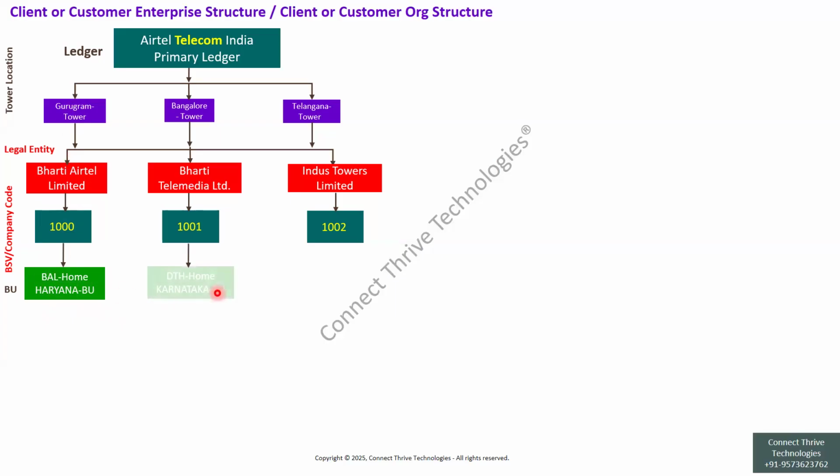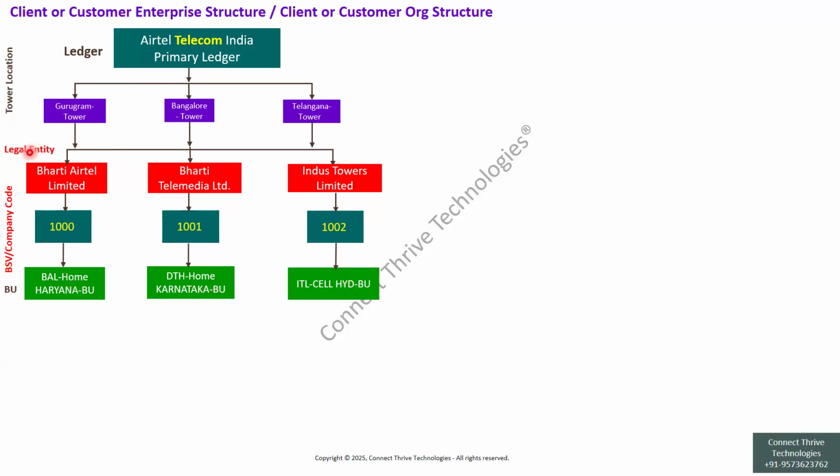Then next we have this entity doing the DTH service, right? DTH home Karnataka BA. It is there in Karnataka, and we have Telangana. This is for Indo Towers, so the cell towers and the spare parts leasing and all they will do. That is the reason why I created it like this. So we have one primary ledger. We have operations in multiple locations, and for each location we have three legal entities. Under that we have the associated company code, balance segment values, and then business unit.